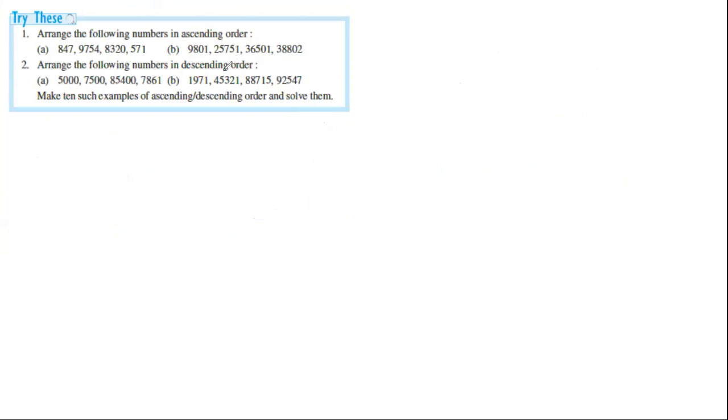Arranging the numbers in ascending and descending order. Arranging the numbers in ascending order means the numbers should increase. Writing the numbers in descending order means the numbers should decrease. Out of these 4 numbers, I guess this one is more complicated than the first one, so I'll do the B part. You try the A part. Okay, so I'll do this part here.